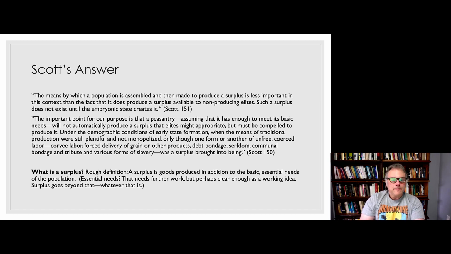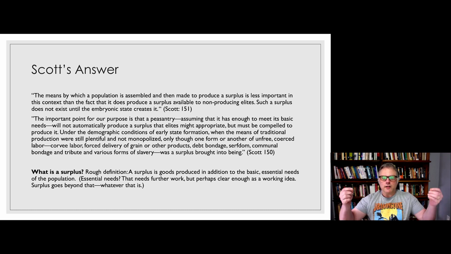Let me say just a little bit more, just to be a little bit clear. Scott uses this word surplus. There's this idea that the state exists through the agency of elites who want a surplus. And for right now, I think a rough definition that'll work for us is something like: a surplus is goods produced by some group in addition to those needed to meet the group's basic essential needs.